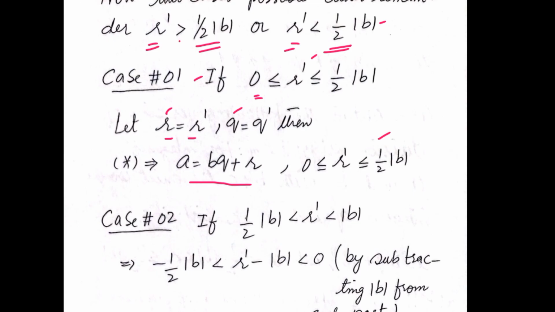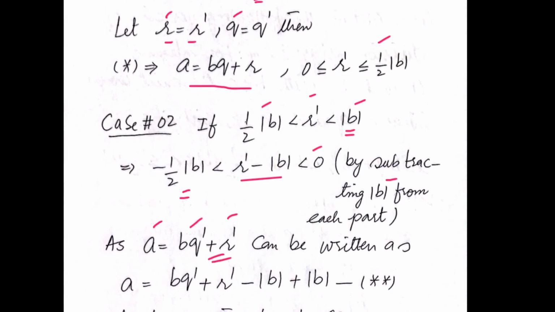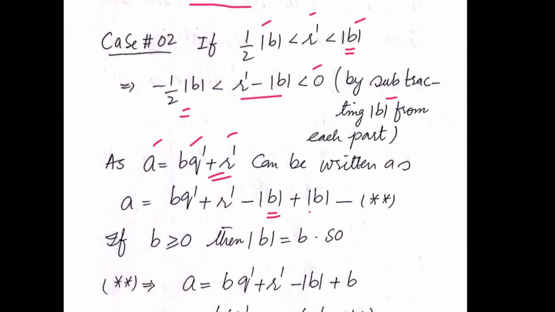in the case if r dash is greater than half of |b|, then half of |b| is less than r dash, but r dash is less than |b|. By subtracting the number |b| from each part, we have minus half |b| less than r dash minus |b| less than 0. As we have supposed a is equal to bq dash plus r dash, this number can be written as, by adding and subtracting |b|, and suppose this is my equation number double star.